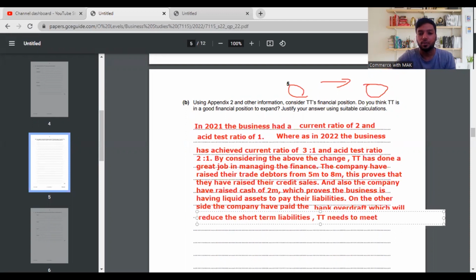Awesome, right, guys? So we have explained almost like for 6 marks. I spoke about the ratios 3 to 1, 2 to 1, I get 2 marks. Then I speak about the 2021 position, 3 marks. And then I speak about the trade receivables, 4 marks. Then I speak about the cash reserve, 5 marks. Then I explain how it works, 6 marks. Now I'm speaking about bank overdraft, 7 marks. I have scored just within a few lines of answer. Now you need to say TT needs to meet.